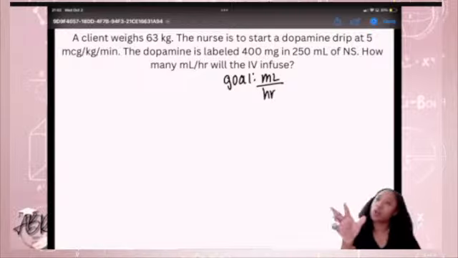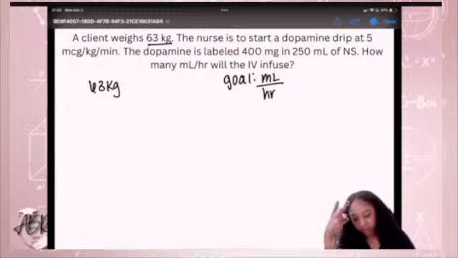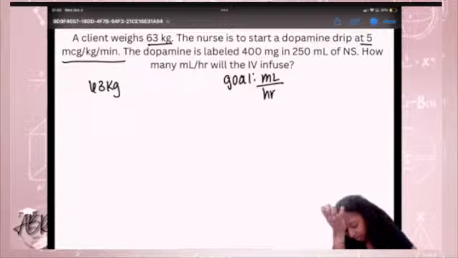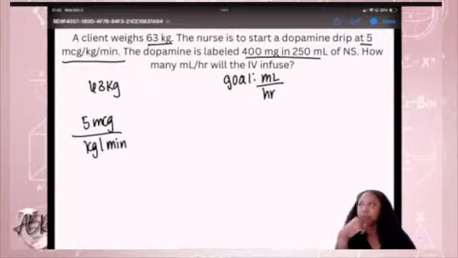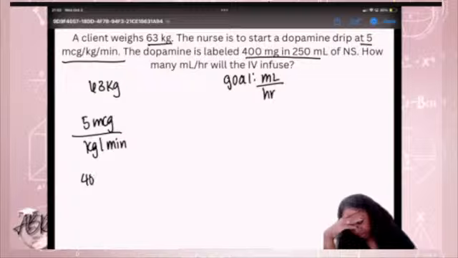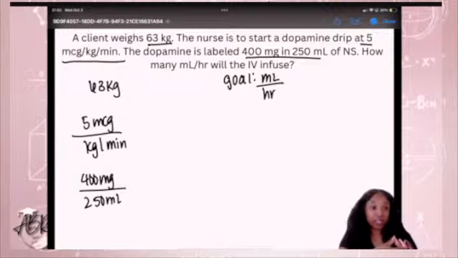Anyways, okay, focus. So the patient's weight is 63 kgs. That's the first P. The second P is the prescription. So that's dopamine at 5 micrograms per kilogram per minute. Then the last P is product, your medicine, the concentration of your medicine. So 400 milligrams in 250 ml. All right, that's all our puzzle pieces.